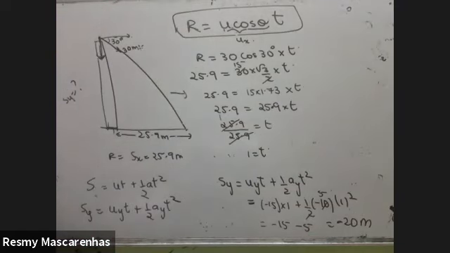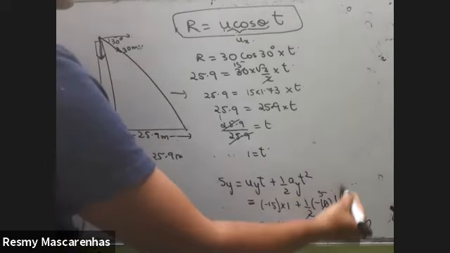Why did I get minus? Because the ball is coming in downward direction. So automatically your Sy will come negative. The height of the tower is minus 20. This means only it was in downward direction.